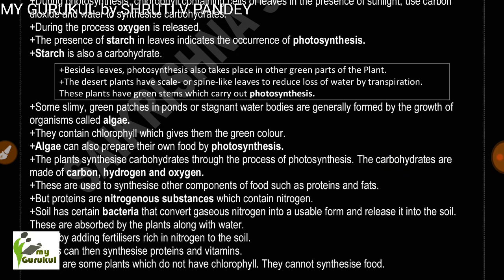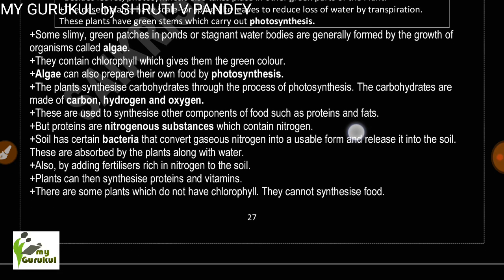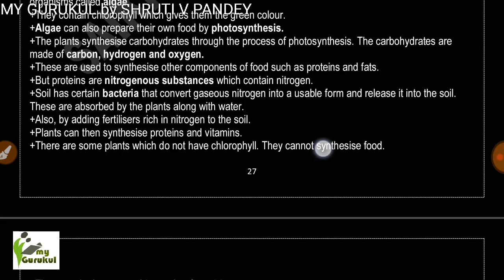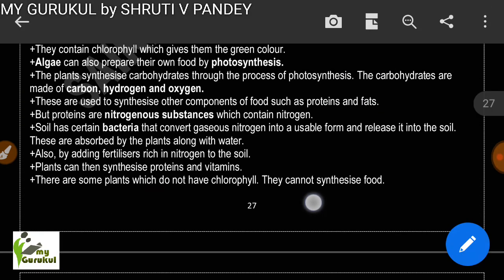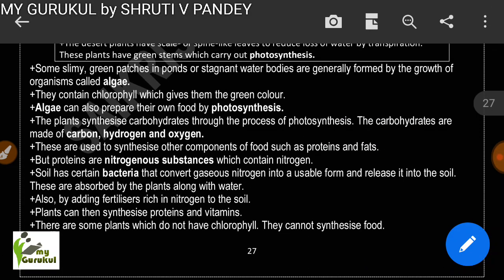The desert plants have scale or spine-like leaves to reduce loss of water by transpiration. These plants have green stems which carry out photosynthesis. Some slimy green patches in ponds or stagnant water bodies are generally formed by the growth of organisms called algae. They contain chlorophyll which gives them green color. Algae can also prepare their own food by photosynthesis.